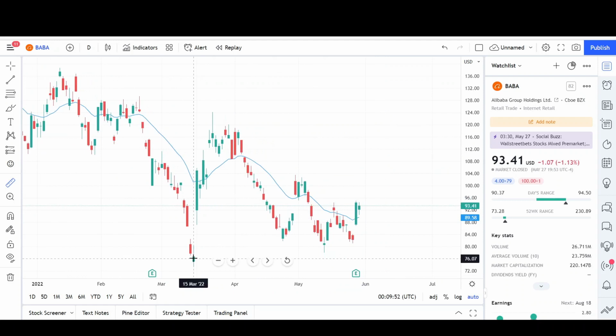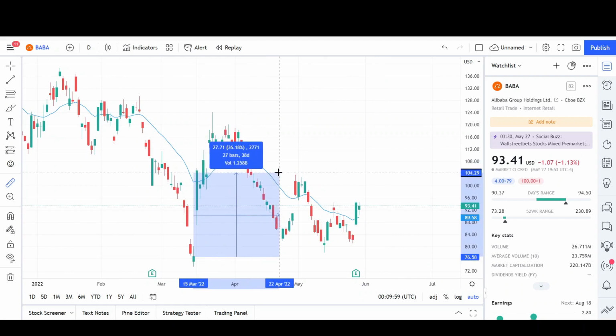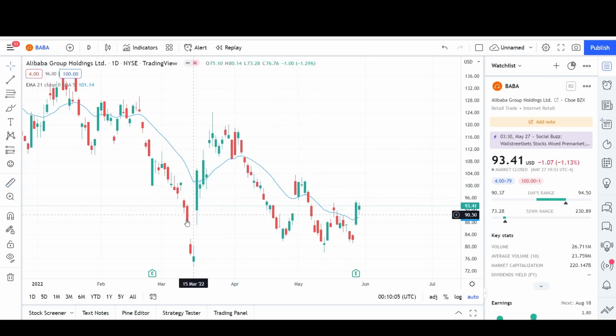I can show you back here on March 16th, there was a 36% gain in that one day, 37% gain. So that was a bigger bump up, and there was no earnings or no news or whatever. It was just the market was oversold, extremely oversold, so it was due for a pullback to the EMA.